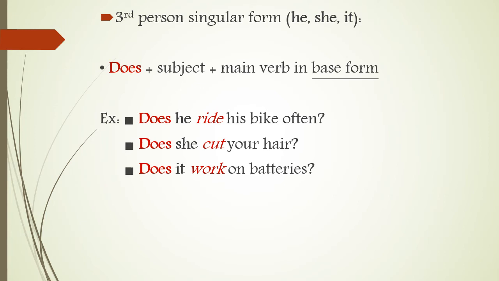So these three sentences actually are using the pronouns he, she, and it, and they are singular pronouns, so I have to use the auxiliary verb does. And with the interrogative form, I put the auxiliary verb at the beginning of the sentence, then the subject, then the main verb in its base form, and don't forget to end the sentence with a question mark.